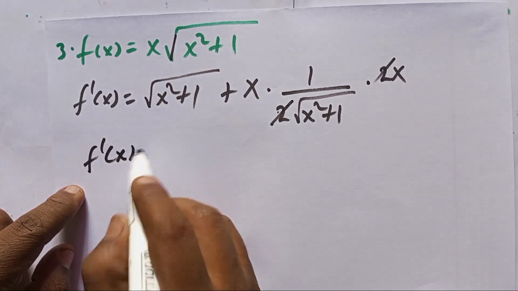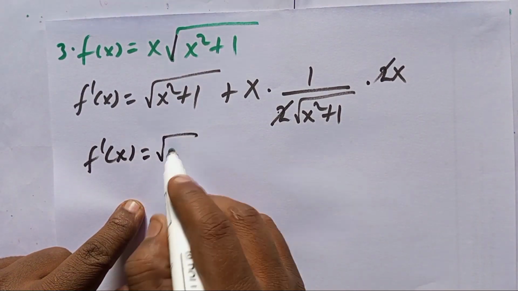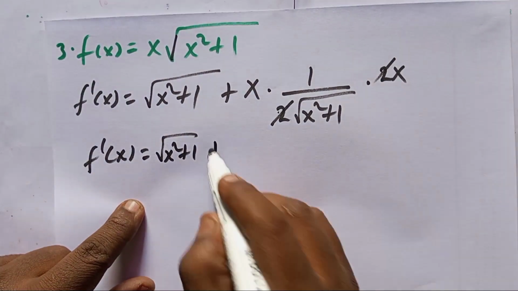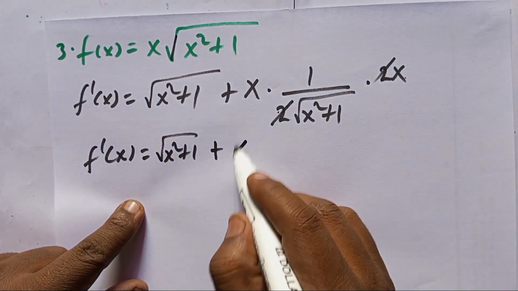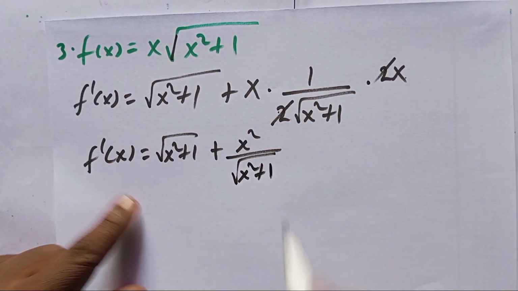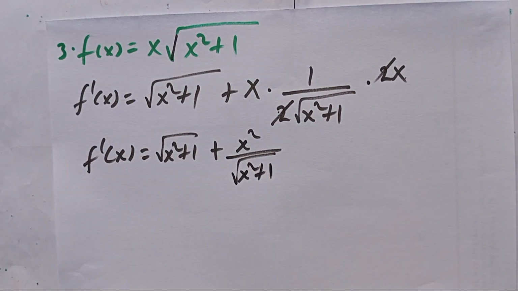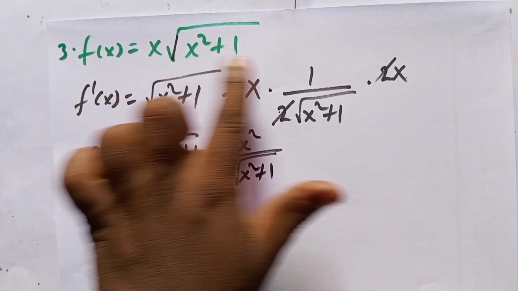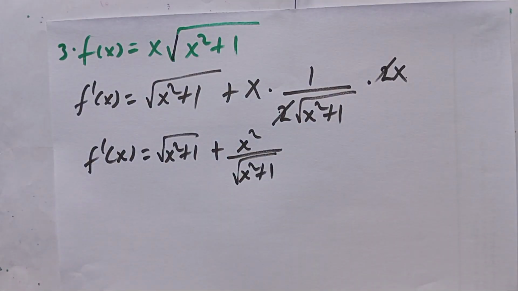f derivative of x is equal to root of x square plus 1 plus x times x square over here under radical x square plus 1. Okay, what's the domain for this function? The domain for this function is the set of all real numbers.